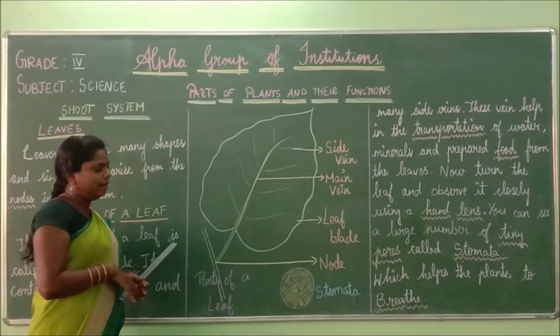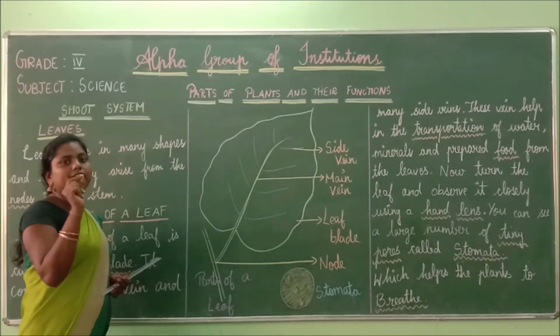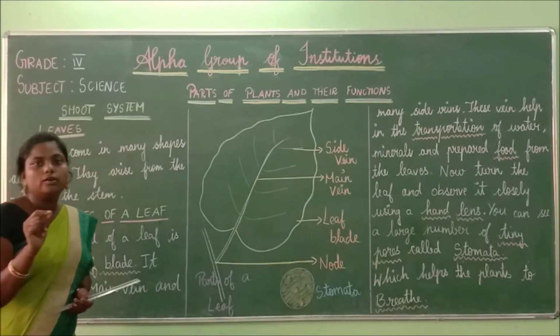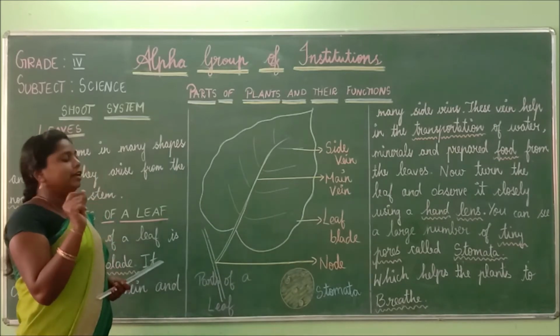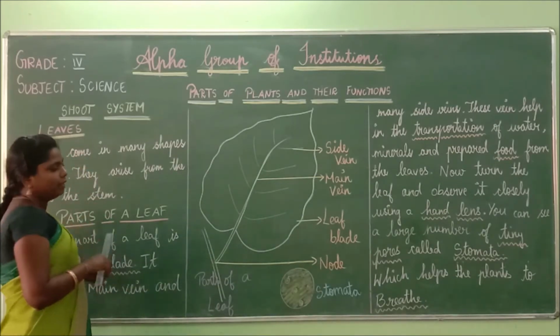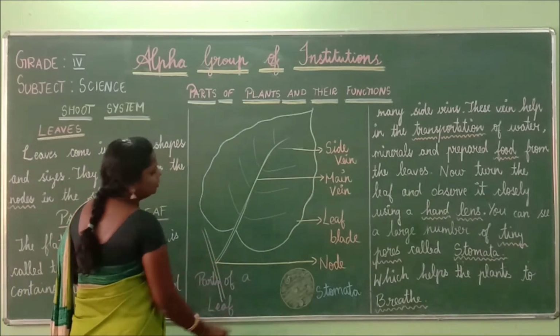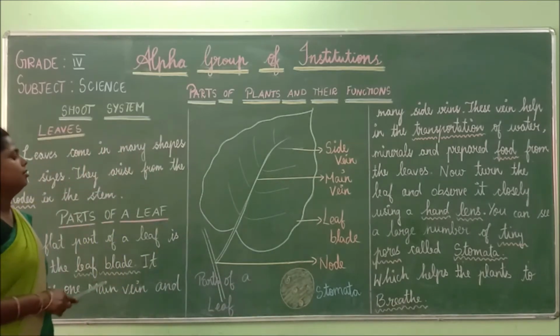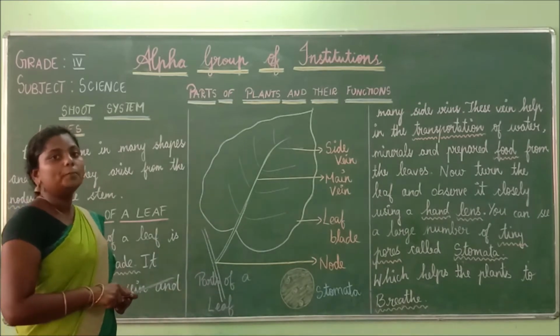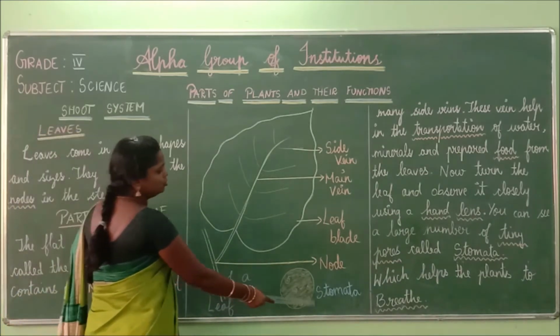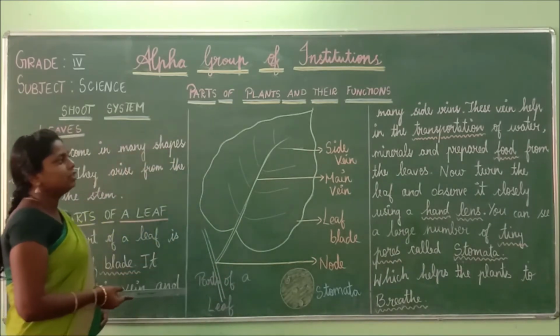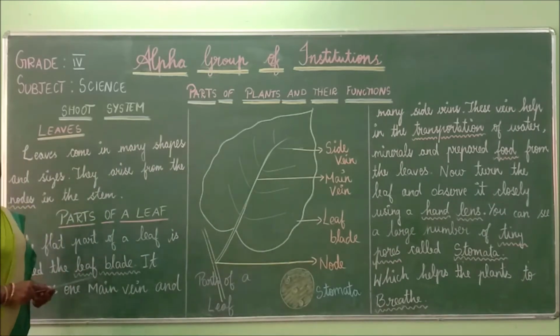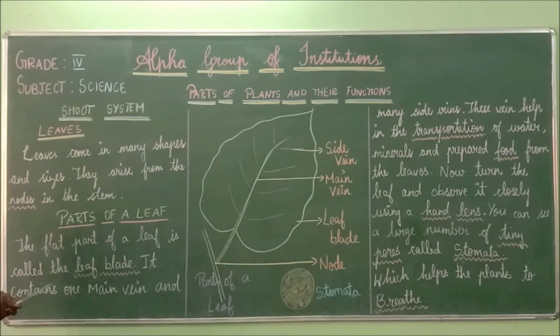Then turn to the back side. You can see little tiny pores, which are called what? Very good. They are called stomata. And what is the function of stomata? Very good. They are used to breathe. So are you clear with this? Now we are going to see the functions of leaves.